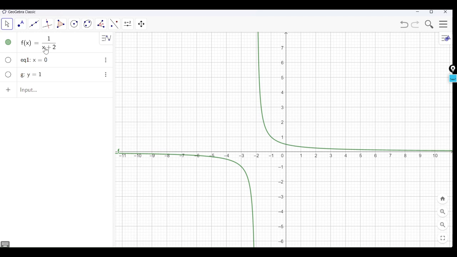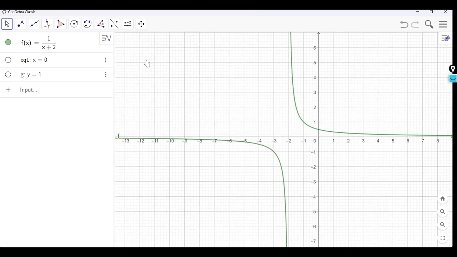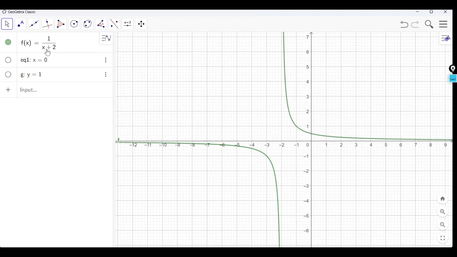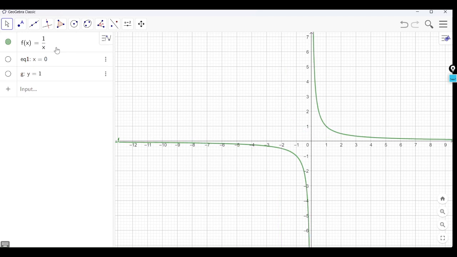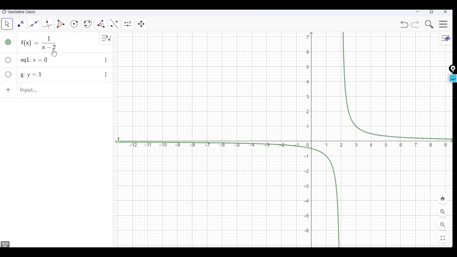The thing is, the point where the denominator is 0 is now at x equals minus 2. Where the asymptote was at x equals 0, now the asymptote will be at x equals minus 2, because it's the minus 2 that makes that bottom go to 0. So you can see it shifted left to minus 2, not plus 2 like you might assume. And of course, for a shift to the right, I need to put in a minus sign there. And then you can see it shifts the plot to the right.